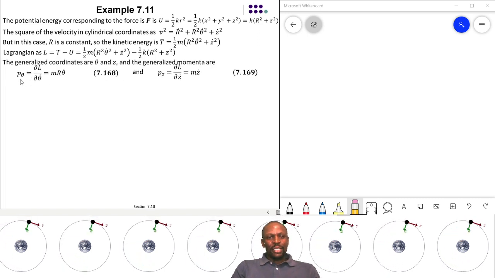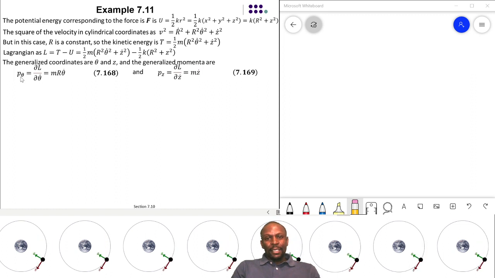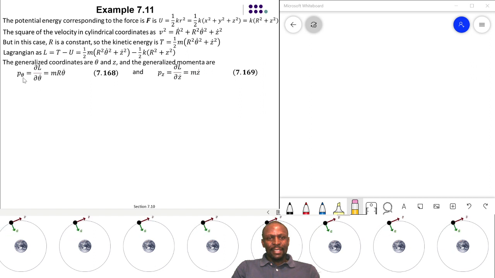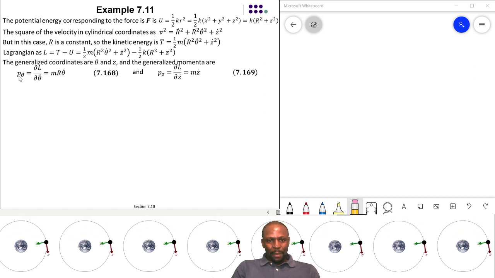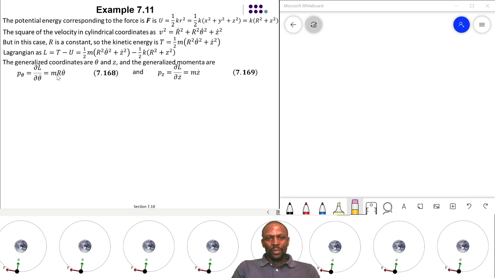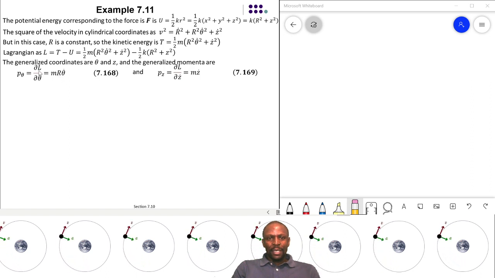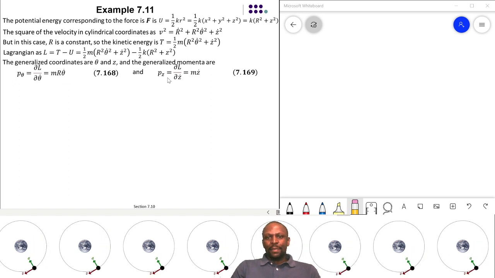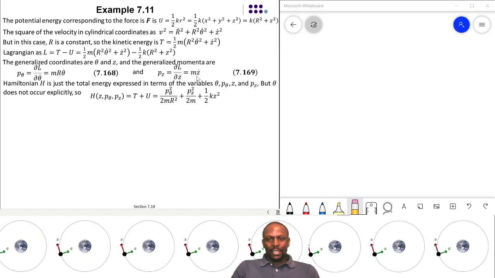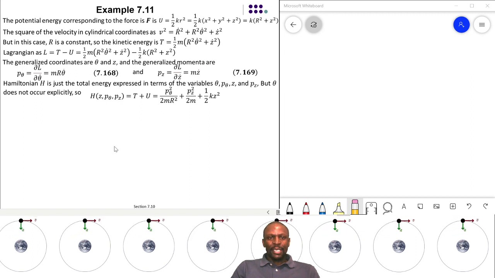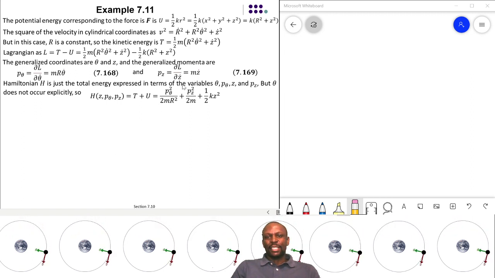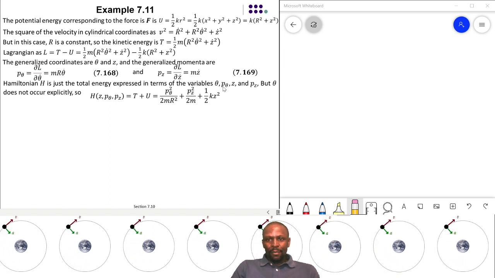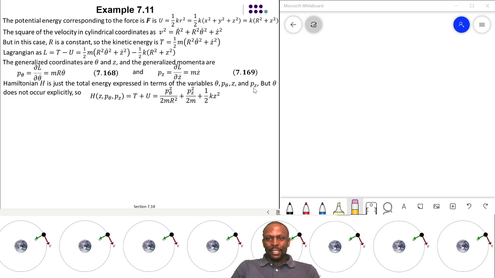Now, let us just do the generalized momentum in theta and in z. Now, for p theta, this is what we are going to have. And when you differentiate the Lagrangian with respect to theta dot it is this, and then the pz is given by this equation. The Hamiltonian is just the total energy expressed in terms of the variables theta and the momentum p theta, and z and the pz.